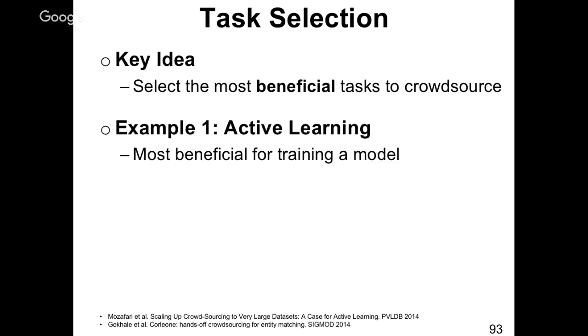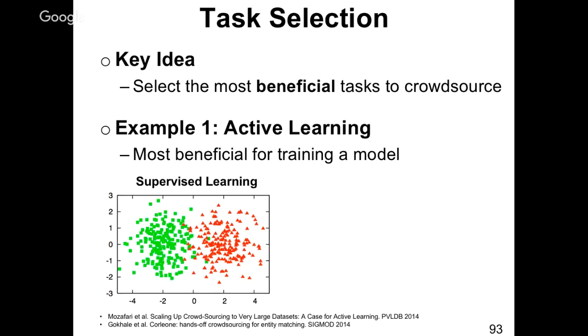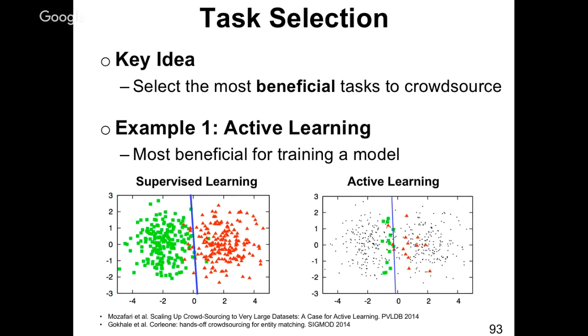And in order to define the benefit of each task, it really depends on the goal of crowdsourcing. If your goal is to train a machine learning model, you probably can use active learning to determine the benefit of each task. Okay, so are you all familiar with active learning? How many of you have heard of active learning? Okay, I can explain to you.